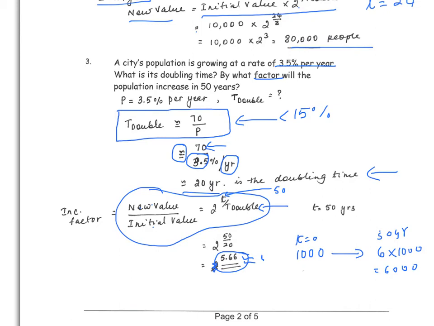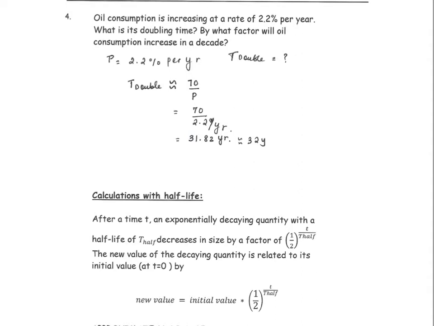A similar example: oil consumption is increasing at a rate of 2.2% per year. If it's increasing at the exact same percent every year, it's exponential. What is its doubling time? So we know that we have a formula for doubling time, which is approximately equal to 70 over P. P is the percent, but it's not really the percent, just this number, 2.2. Plug it in here. Don't change it to the decimal form by dividing by 100. So 70 over 2.2 is 31.82 years, which is approximately equal to 32 years.